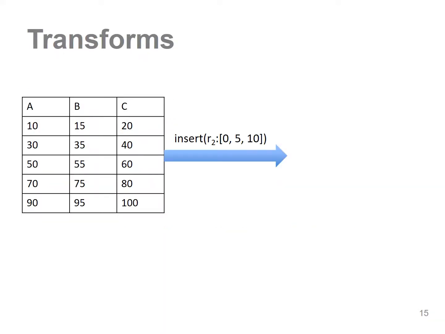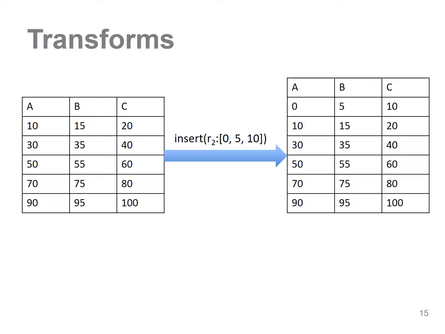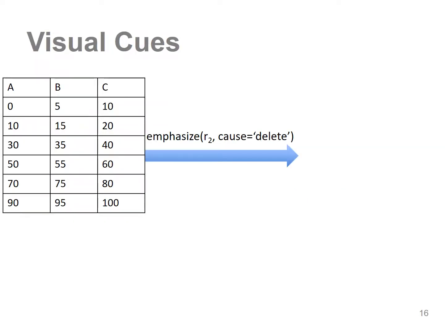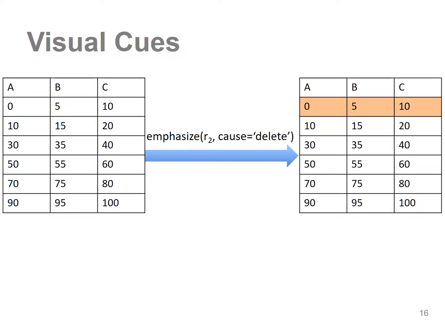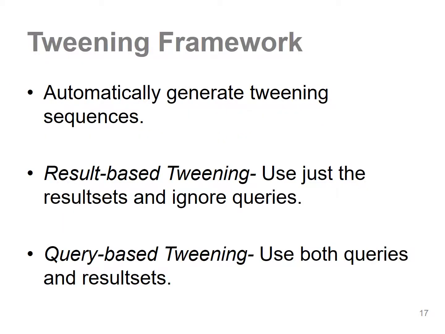For instance, an insert micro-operation on this table at row 2 with that particular data would change the result set to this new result set. Similarly, a visual cue for highlighting a table part would change the result set as follows. There's a complete list of these micro-operations in the paper, and the grammar is complete in the sense it can encode every transition between any two SQL result sets in the entire space of SQL.